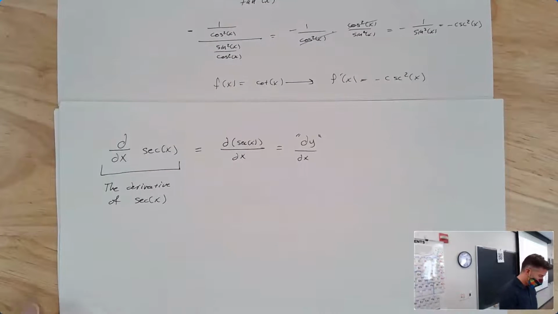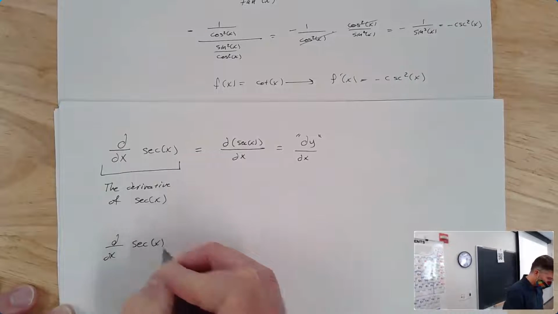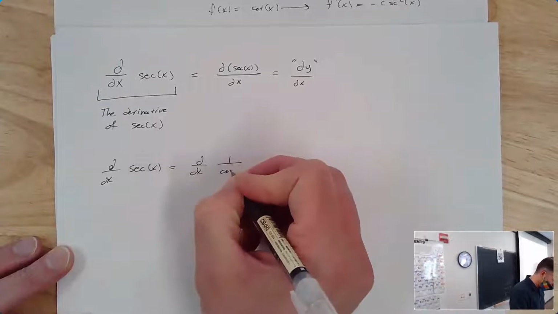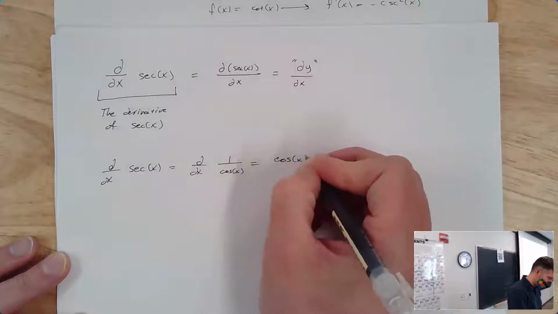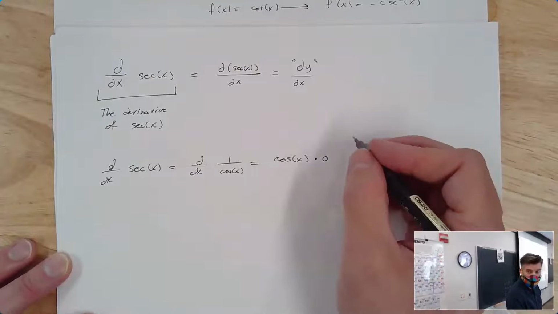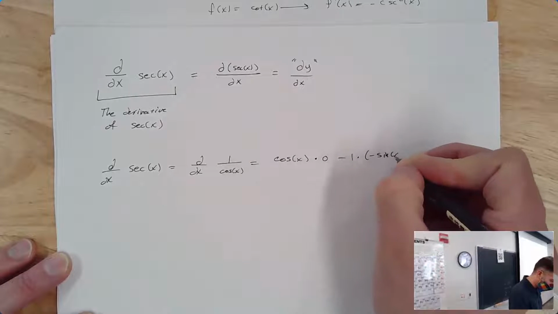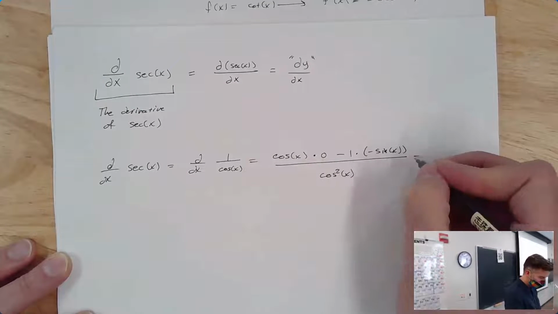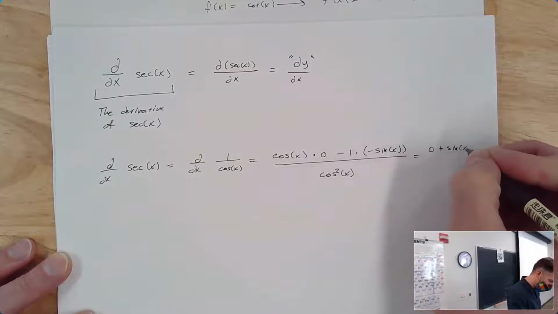All right. Again, we're going to rewrite this as a quotient. So the derivative of secant of x is the derivative of 1 over cosine of x. Now we're going to use the quotient rule. Bottom times the derivative of the top. The derivative of 1 is 0 again. It's always going to be 0. Minus the top times the derivative of cosine, which is negative sine of x, all divided by cosine squared of x.